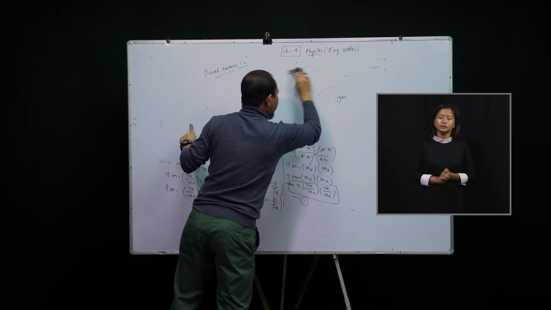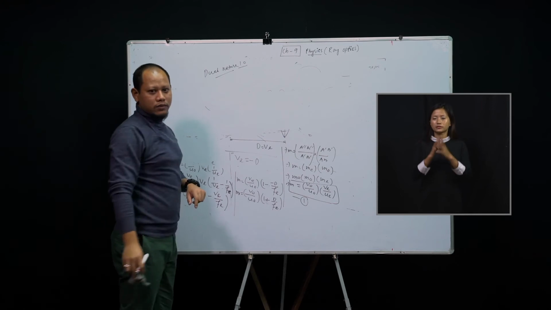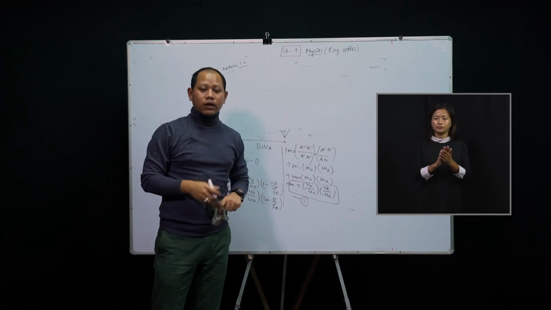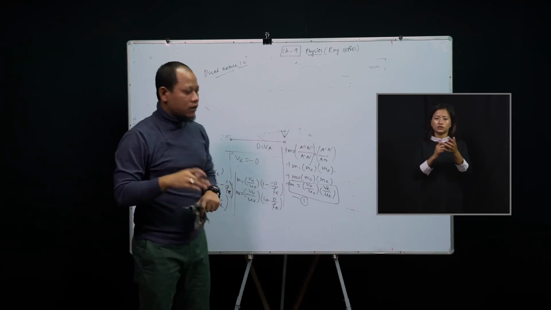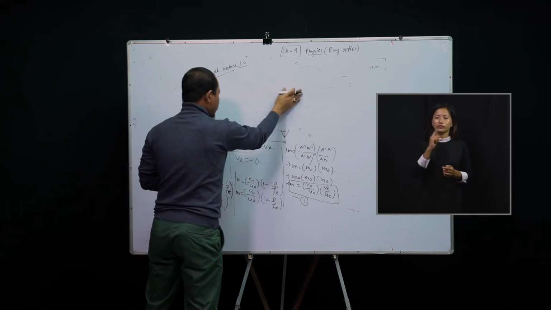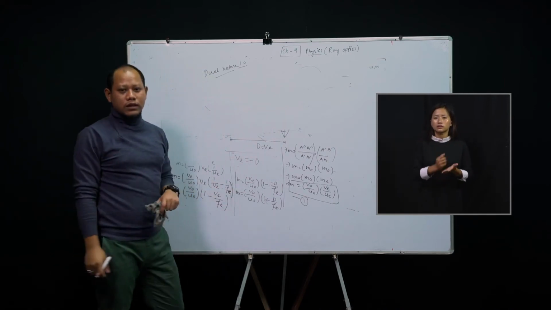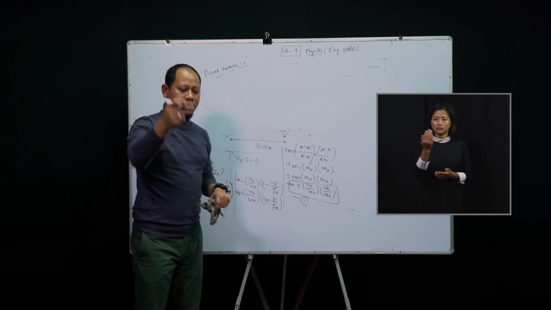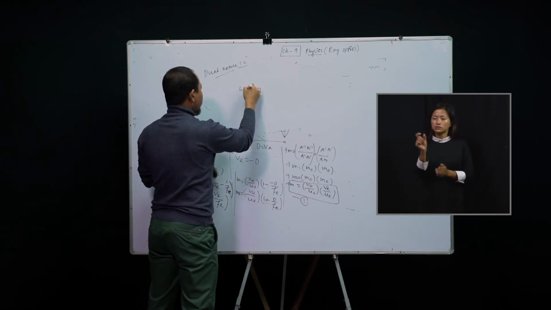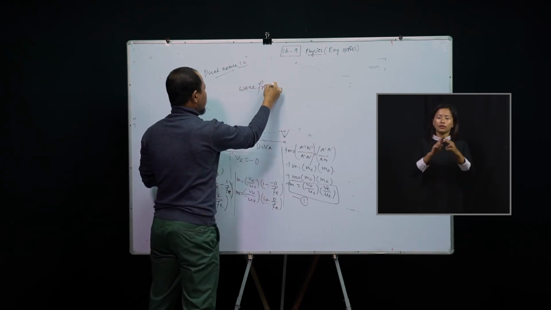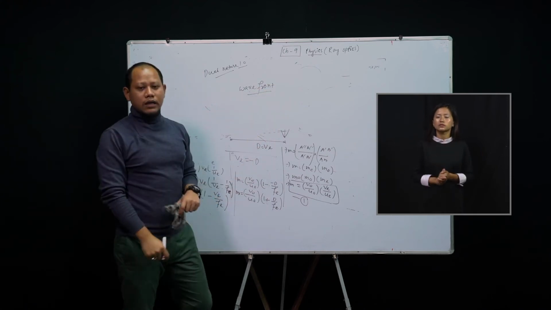As I told you, we will first discuss Huygens' Principle, where Huygens believed that light has wave nature. Before discussing Huygens' Principle, let's try to understand some keywords. This is wavefront. Let me tell you what a wavefront is.